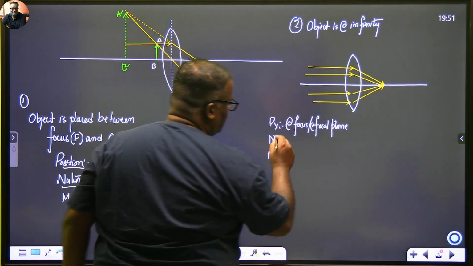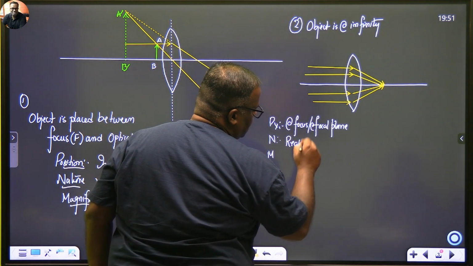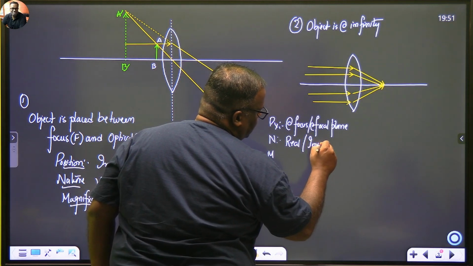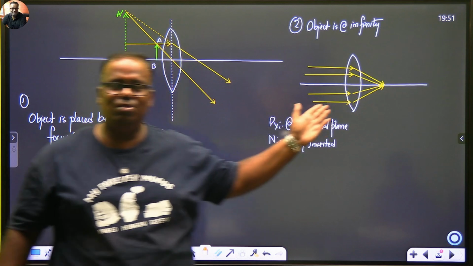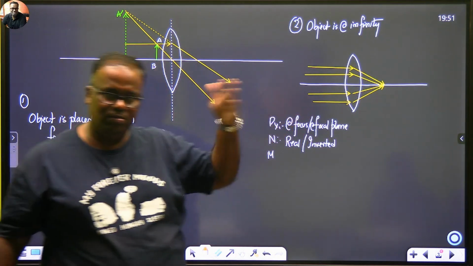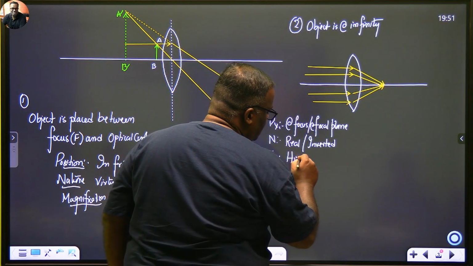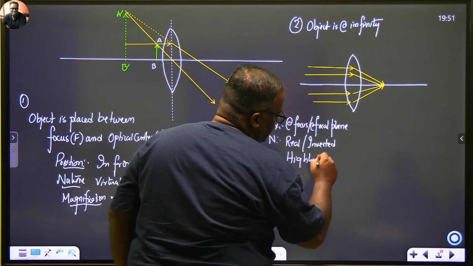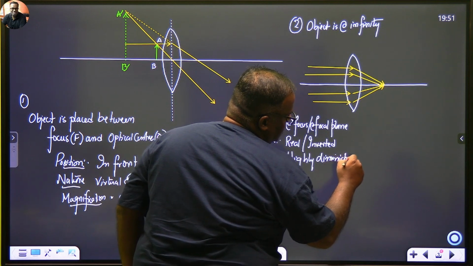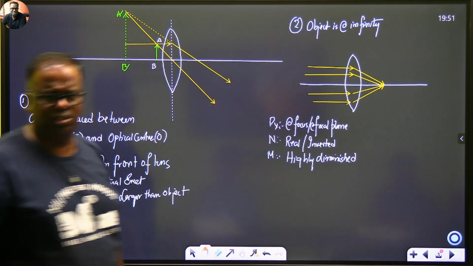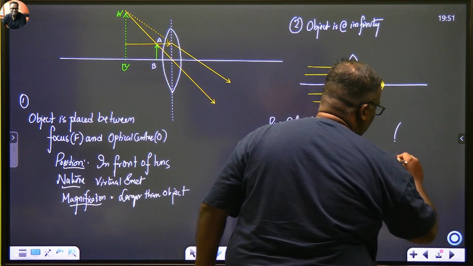Okay. And what is the nature? The nature will be real because of actual intersection. And here we will get inverted. Sir, in the sun, how are you saying whether it is inverted or not? So we'll prove the inversion also now. And magnification will be highly diminished. Diminished means extremely small, like a dot. So let's see this diagram to prove that it will be inverted.